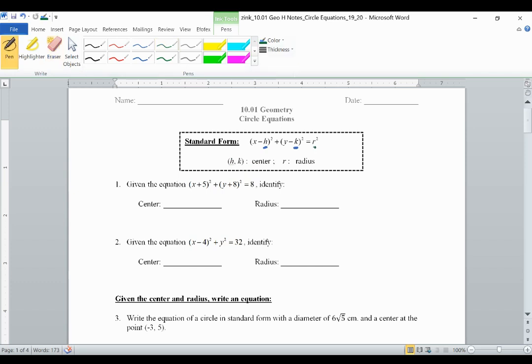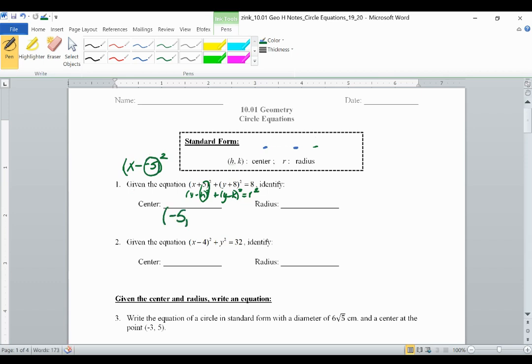And then over here is the r, that stands for your radius, and it's equal to r squared. So given this equation, identify the center and the radius. If I want to find the center, again, this is x minus h quantity squared plus y minus k quantity squared equals r squared. Matching these up, this one's a plus and this is a minus. So that's really like saying x minus -5 squared, and that's what's making it the plus. So really my h is a -5.